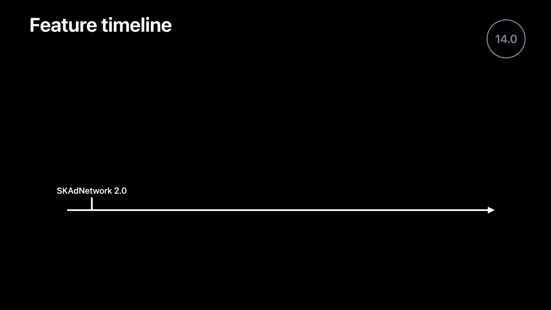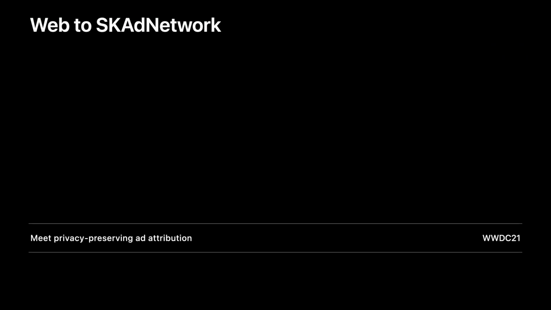Taking a quick look at the version history for SKAdNetwork. SKAdNetwork 2.0 introduced privacy-preserving ad attribution. 2.2 enabled publisher apps to show custom ads. 3.0 added postbacks for non-winning impressions. And in iOS 15.0, we introduced postback copies for developers for all versions of SKAdNetwork. For more on the history of SKAdNetwork, refer to the session Meet Privacy-Preserving Ad Attribution from WWDC 2021.